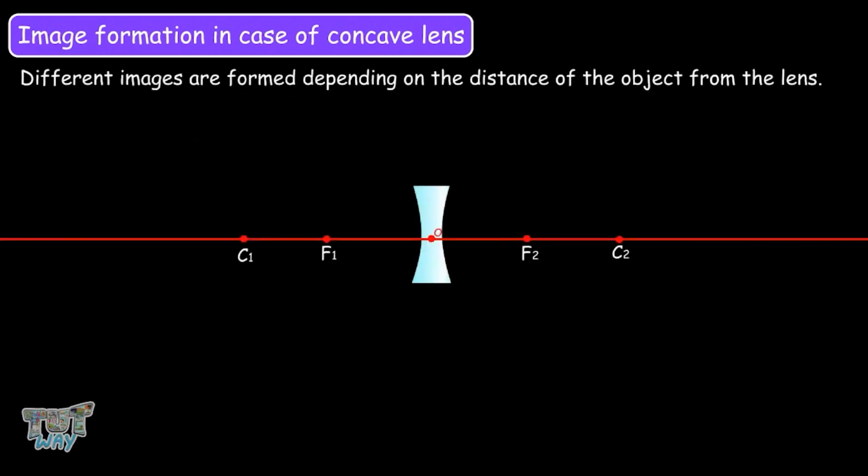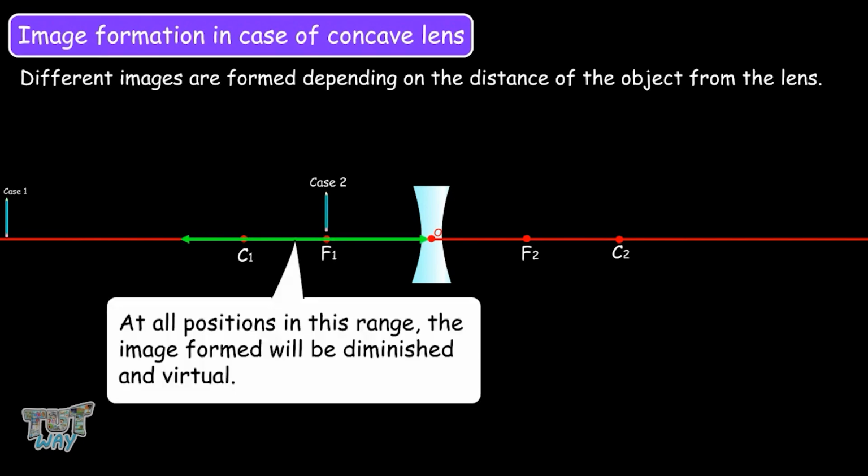Different images are formed depending on the distance of the object from the lens. With the convex lens, we studied 6 different positions of the object. In the case of a concave lens, there are only 2 positions. The first case is that the image can be located at infinity. The second case is that the image can be formed at any location between infinity and the optical center. In all the cases, the image formed will be diminished and virtual.